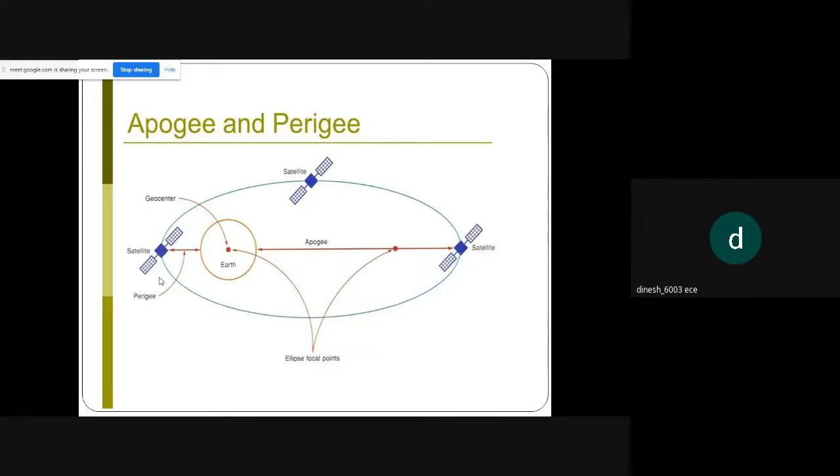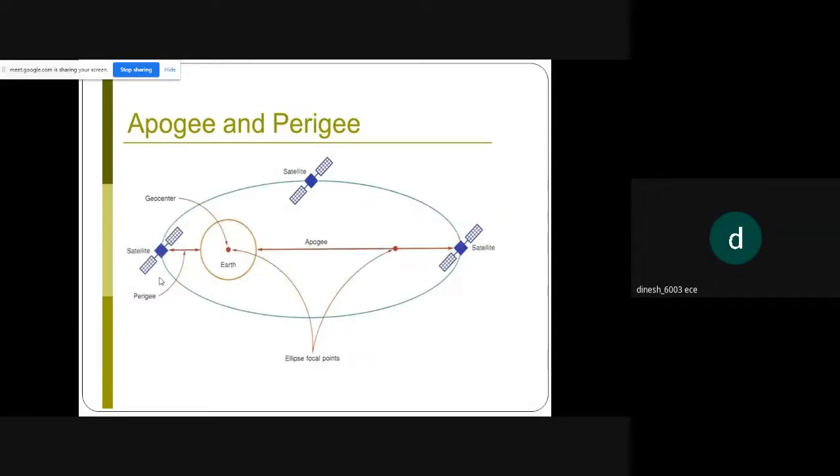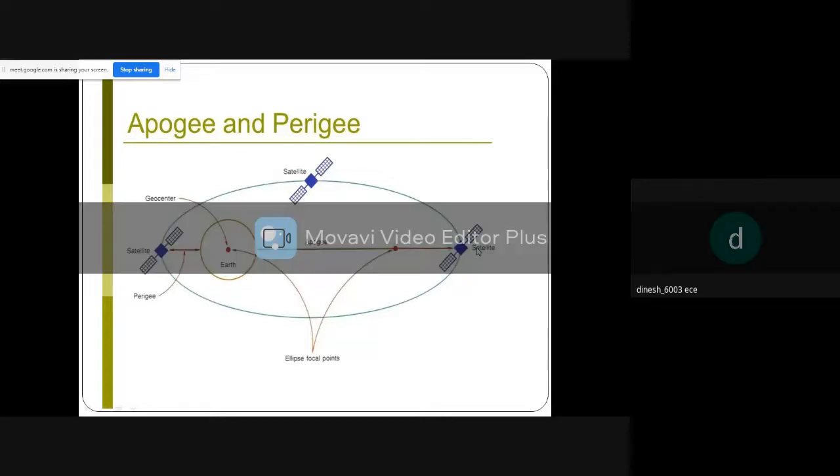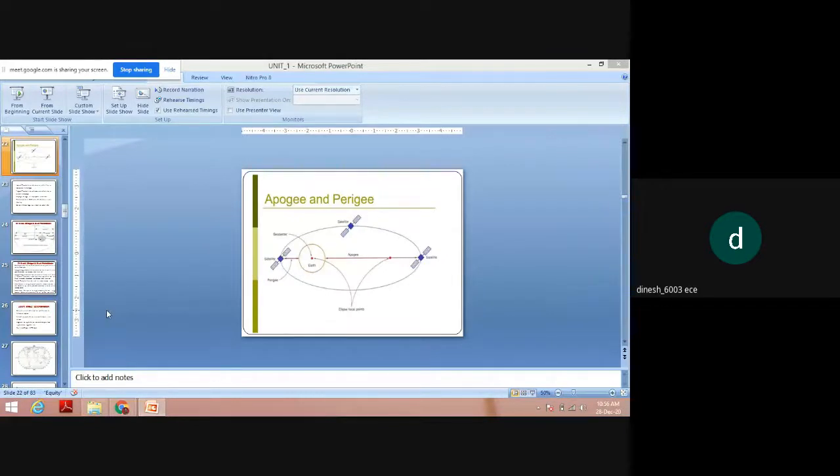And since the satellite is revolving, it will go to the farthest point. So this point, from the Earth's surface to the position of the satellite at the farthest point, is called apogee. So these are the definitions: apogee and perigee.